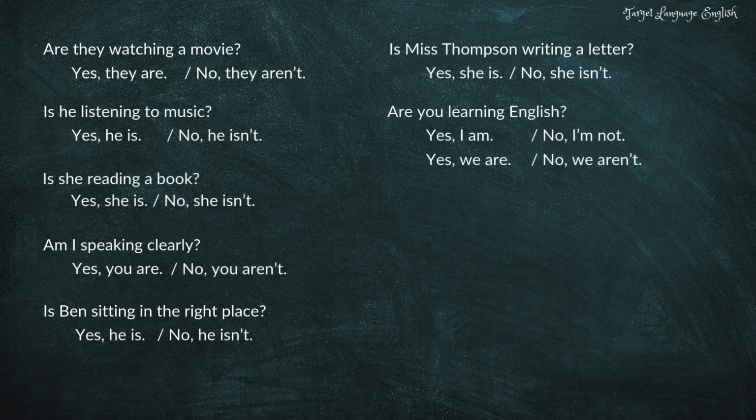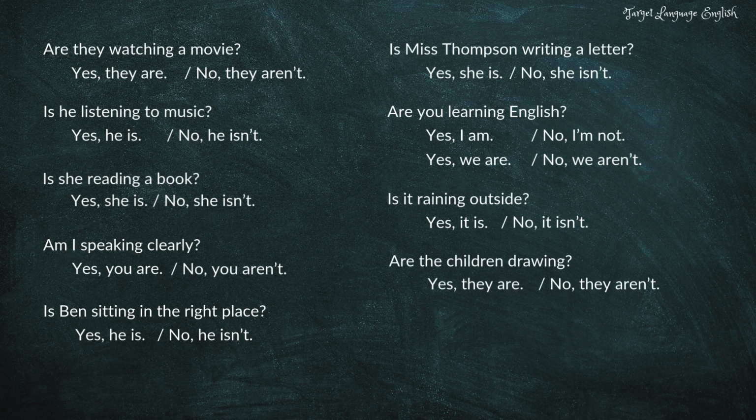Are you learning English? Yes, I am, or yes, we are. And the negative? No, I'm not, or no, we aren't. Is it raining outside? Yes, it is. No, it isn't. Are the children drawing? The pronoun for children is they, third person plural. Yes, they are. No, they aren't. Is the dog barking? We'll use the pronoun it. Yes, it is. No, it isn't.